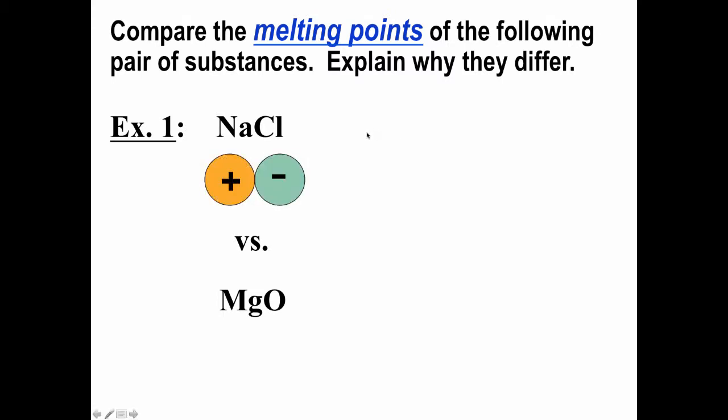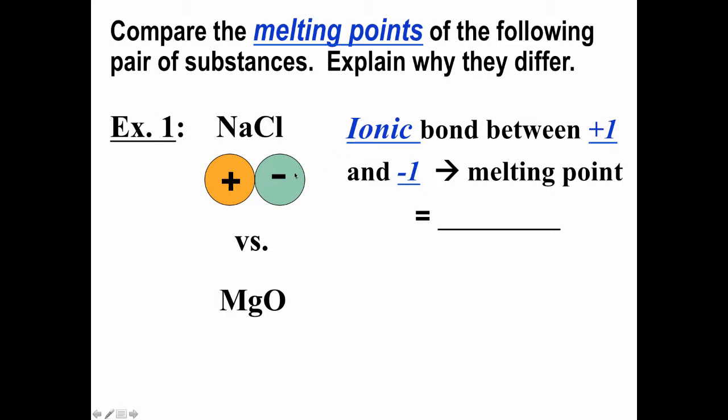So sodium chloride is made up of sodium ions and chloride ions. They attract each other. And note that their attraction is an ionic bond between a positive one charged sodium ion and a negative one charged chloride ion. And that's a pretty strong attraction, and you have to heat sodium chloride up to 801 degrees Celsius before it melts. Now, how about magnesium oxide?